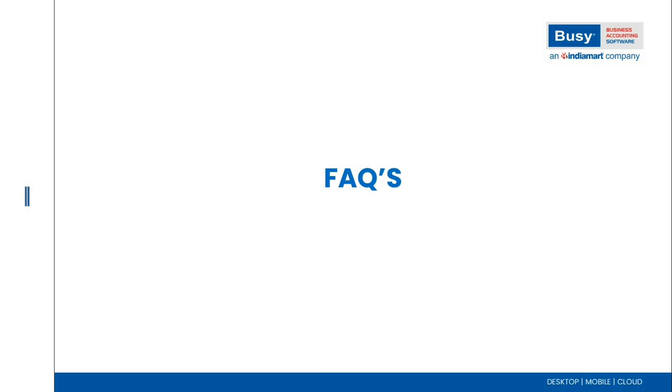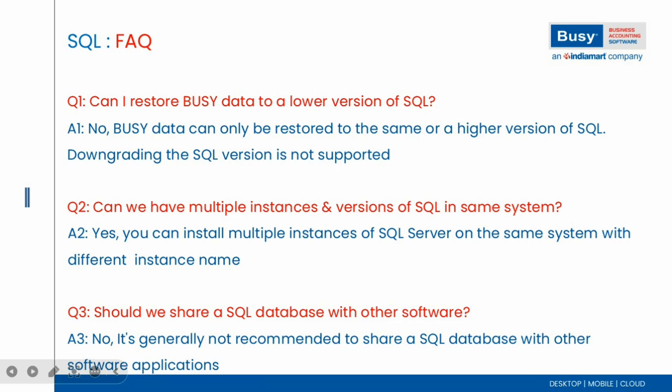Our FAQ questions. Can I restore Busy data to a lower version of SQL? No, Busy data can only be restored to the same or a higher version of SQL. It's not possible. 2014 data you can install in 2022 or migrate into 2022, but you can't downgrade the SQL data from 22 to 14 or 12, etc.